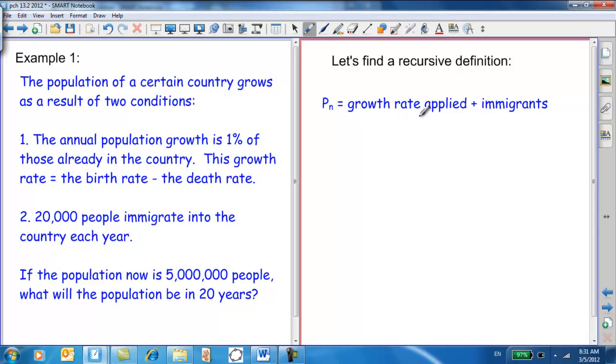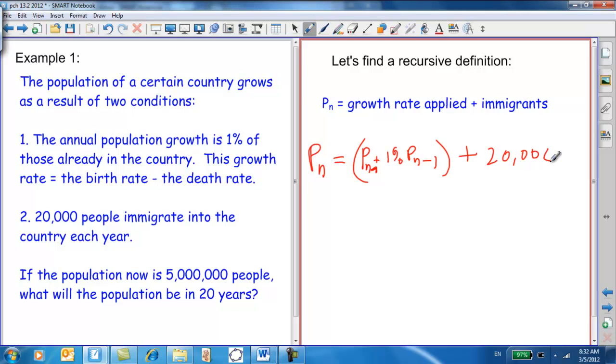P sub n equals the growth rate applied plus the immigrants. So P sub n equals 1% more than we had already. So it'll be the original population plus, from the previous year, plus 1% of that population from the previous year. So that's P sub n minus 1. That's the growth rate applied. And the immigrants will just always be a fixed 20,000 added on every year. Now there's an easier way to write this, and that's to say 1 plus 0.01, or 1.01 times P sub n minus 1 plus 20,000.